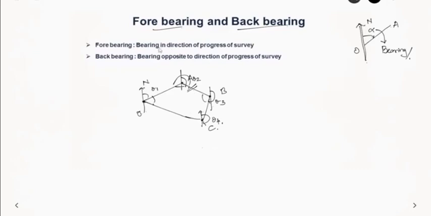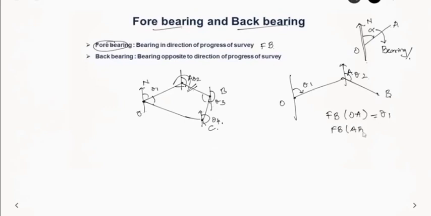So if you are measuring the bearing in the direction of progress of the survey, that is known as forebearing, abbreviated as FB. You are setting out this survey line in this direction, you are going from point O to A, then to B, and so on. So this angle theta 1 or theta 2 is your forebearing. So it is known as forebearing of OA, so that is theta 1, and forebearing of AB, so that is theta 2. Now back bearing is the exact opposite of this.